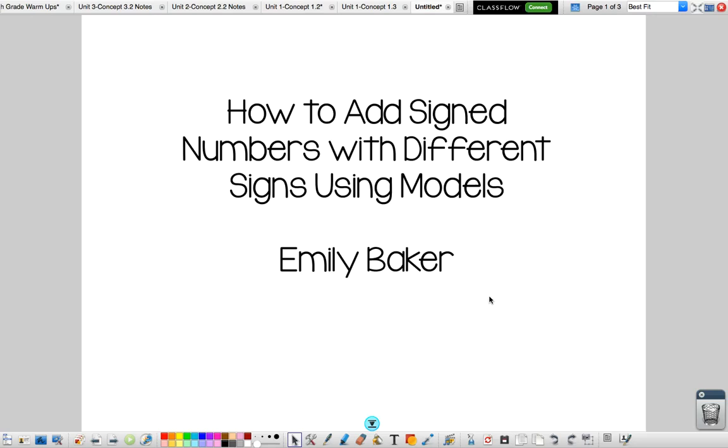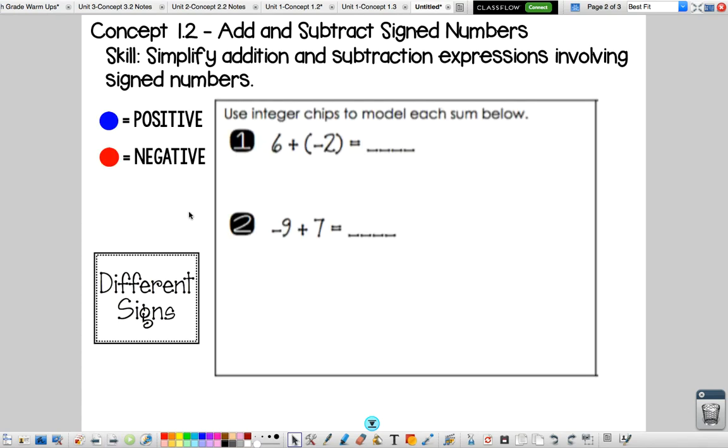This video is to show how to add signed numbers with different signs using models by Emily Baker. We will be covering two different models, using integer chips for model 1 and using a number line for model 2, and then coming up with our rule for adding integers with different signs.